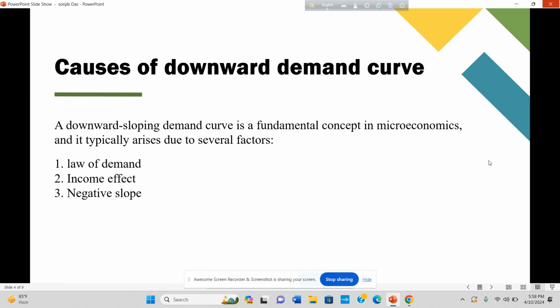We know that the demand equation is Q equals A minus BP, where Q means quantity demanded, P means price, and A and B are constants. From the equation, we can find that dQ/dP equals minus B. Since the slope of the demand equation is negative, it shows an inverse relationship between price and quantity demanded. So the demand curve is downward sloping.